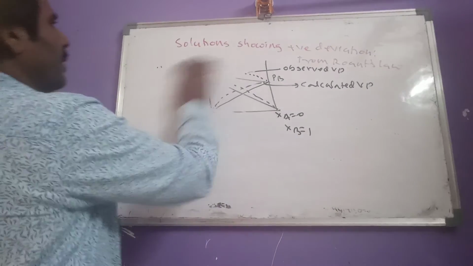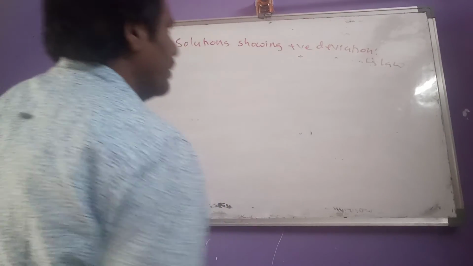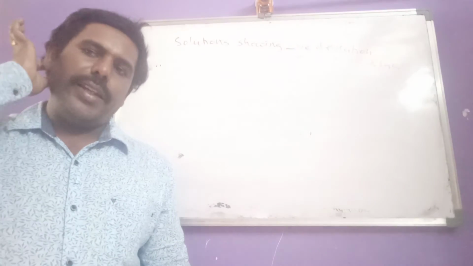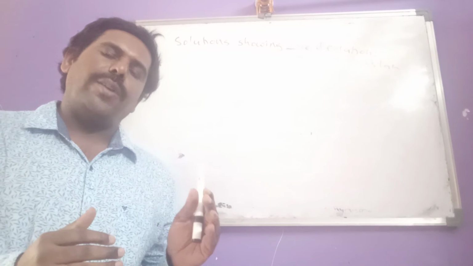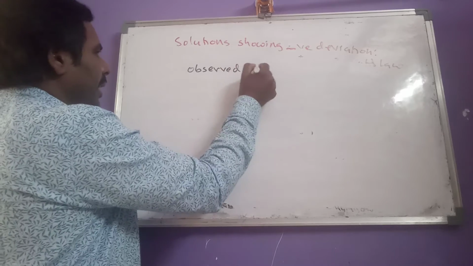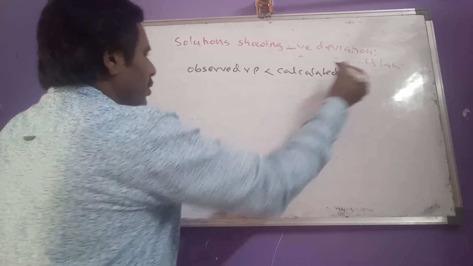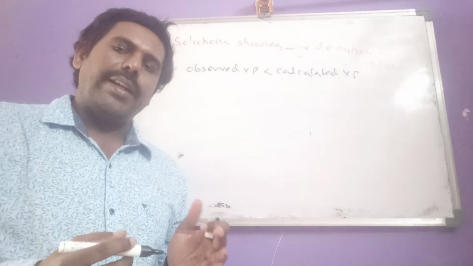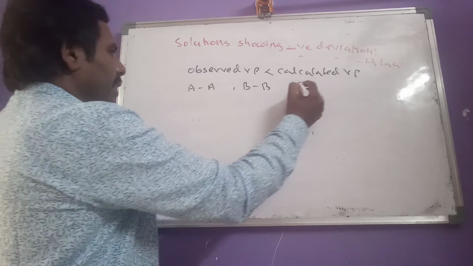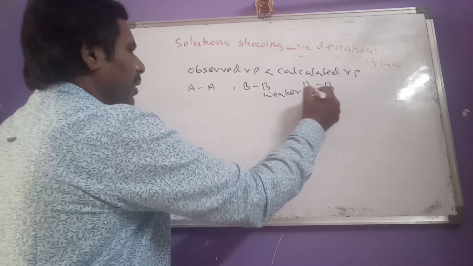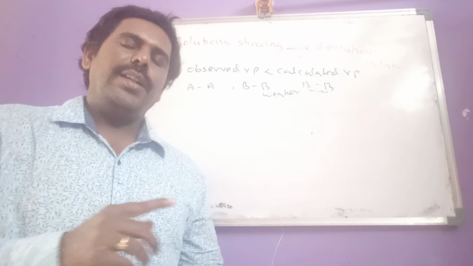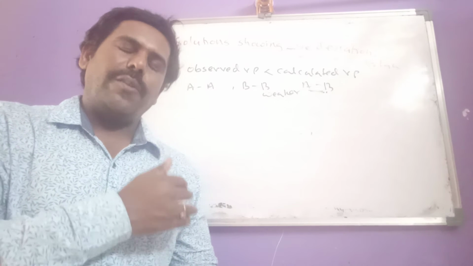So what is the meaning of negative deviation? The next one is solutions showing negative deviation from Raoult's law. What are the conditions required to show negative deviation? The solutions for which observed vapor pressure is less than the calculated vapor pressure are said to be exhibiting negative deviation from Raoult's law. And another one: AA attractions and BB attractions are weaker than AB attractions. So AB attractions are stronger than AA and BB attractions.